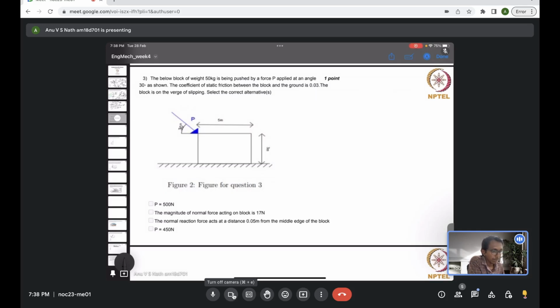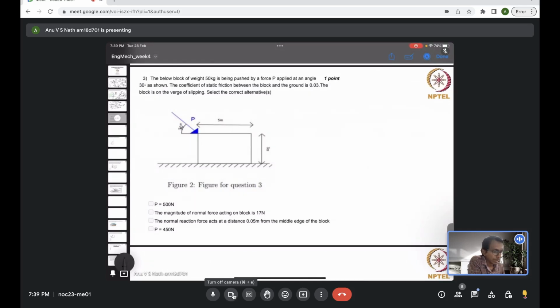So in the options, if you see, P is 500 Newton is given as option A. Again, the last option says P is 450 Newton. So anyway, we have to check what is the critical value of P, so that this is just at the verge of slipping, and make sure whether it is 500 or 450, which one is correct. Option B, the magnitude of the normal reaction acting on the block is 17 Newton. So we have to evaluate the normal reaction and check whether it is 17 Newton or not.